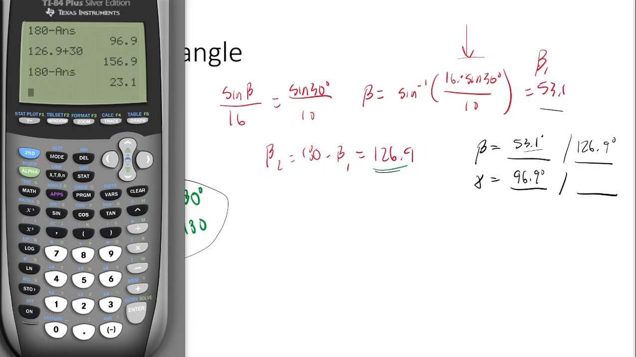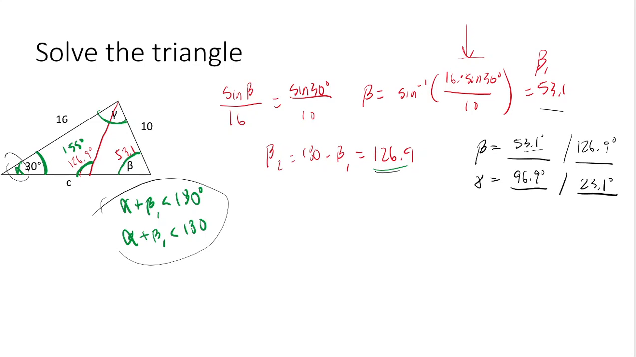Okay, that gives us our 23.1. So that's fine, but we're still missing our side length C. And the way we do that is just by doing the law of sines again. That's totally fine. Now that we have these two different possible angles for gamma, we can set this up to find side length C easy.